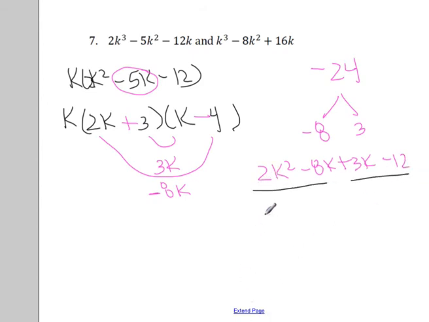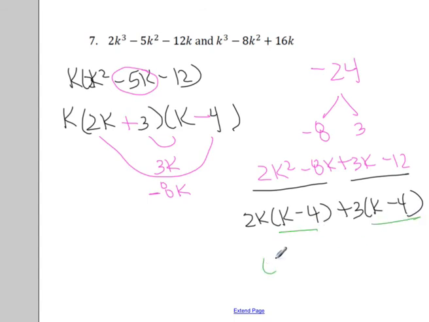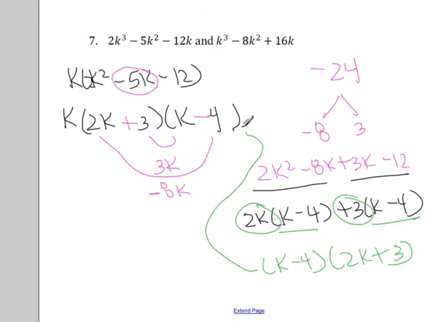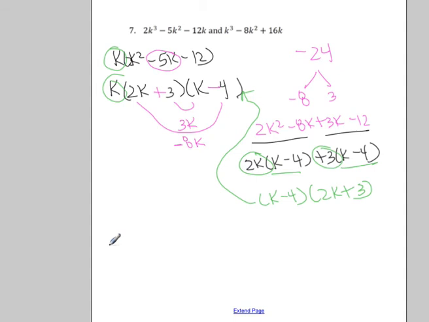Then I would break it apart, and I can factor out a 2k from this, so I would have k minus 4. And out of here, I can factor out a 3, so plus 3 times k minus 4. Notice how there is two k minus 4s, so I'd factor out k minus 4, and then whatever is left, so 2k plus 3. And look, that's what I got from above. And I would still make sure to include the k that I factored out from earlier. Okay, so my factored form for my first piece, I'm just going to rewrite it so it looks clear, would be k, 2k plus 3, and k minus 4.